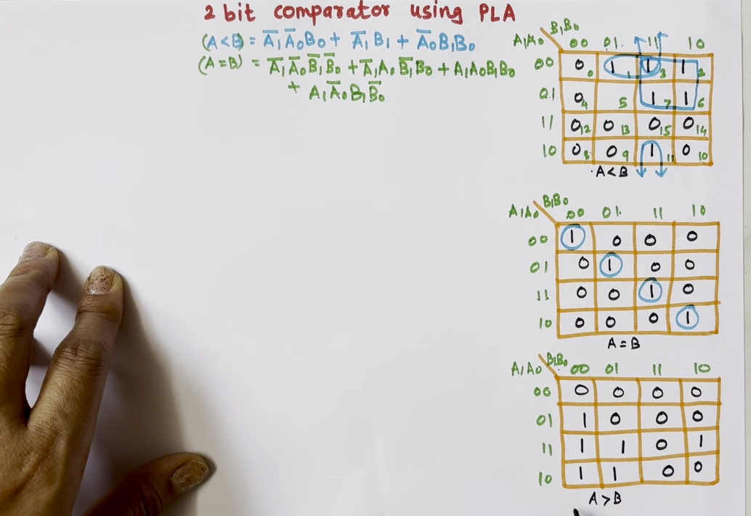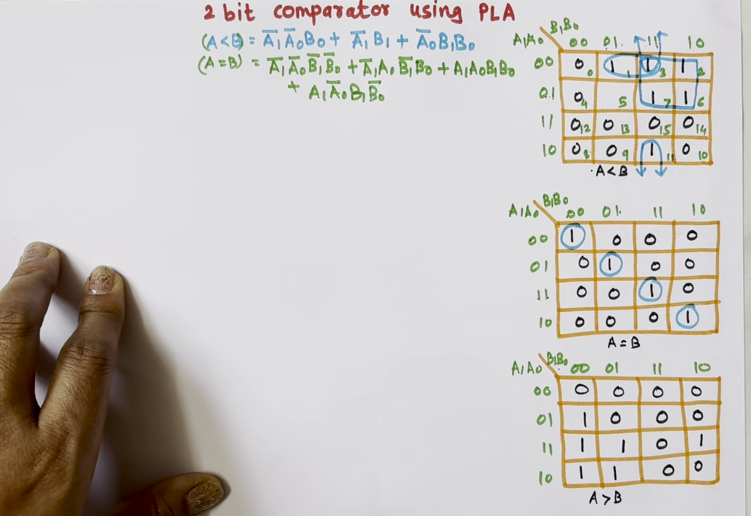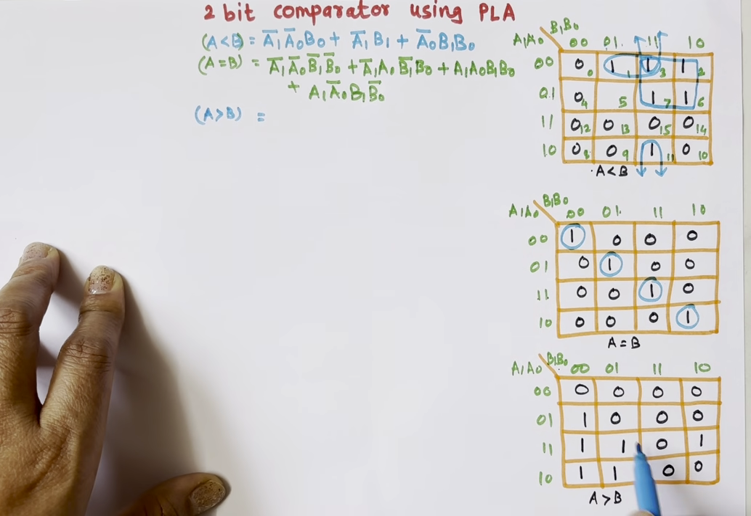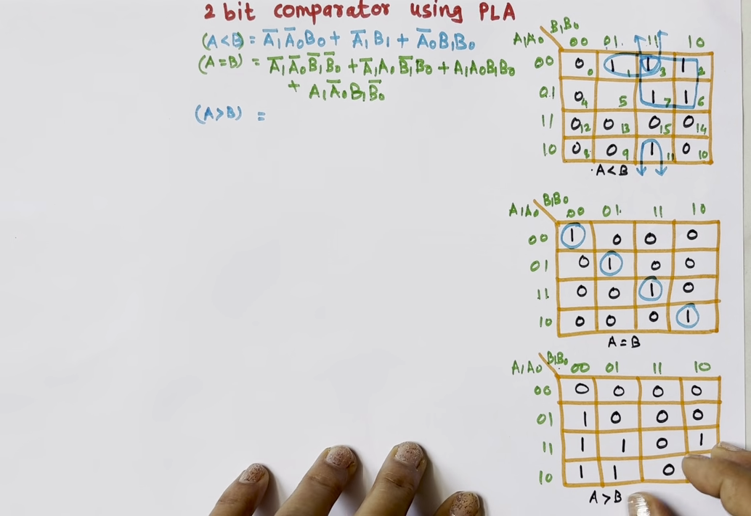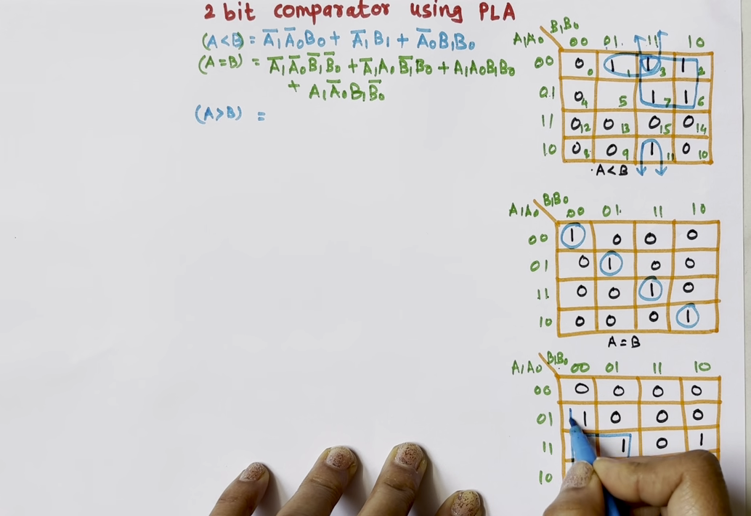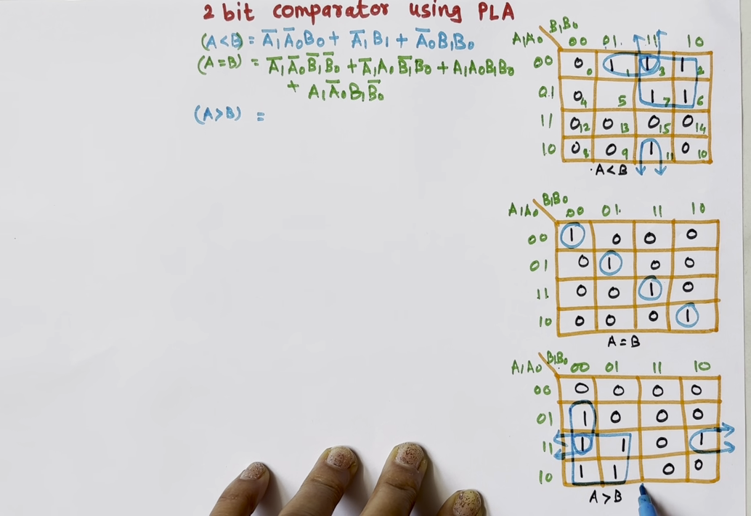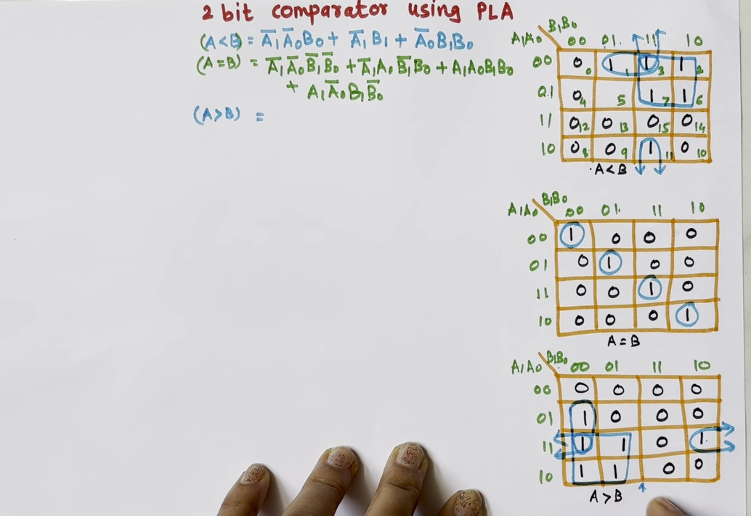Now last is A greater than B. Here I can make this quad group of 4s. For this one, I'll make this pair, and for this one, I'll use overlapping. Overlapping means what? If I fold my K-map from here, this one and this one will get overlapped. So I can make a group of them.